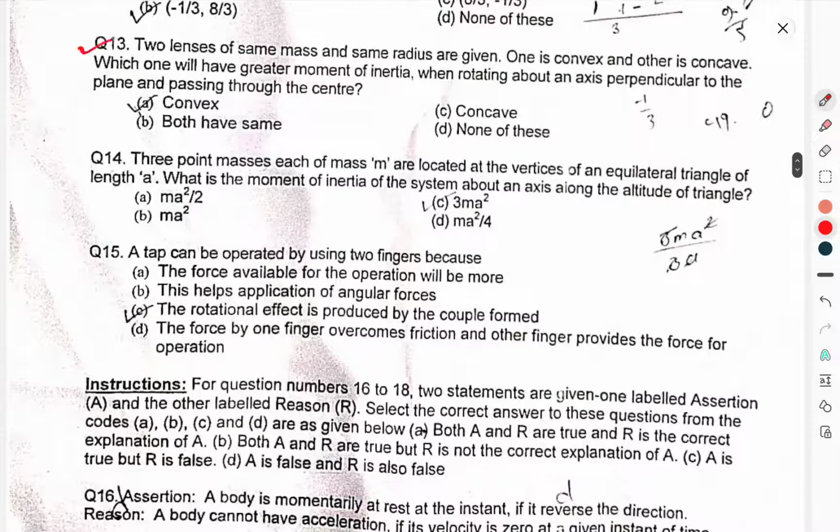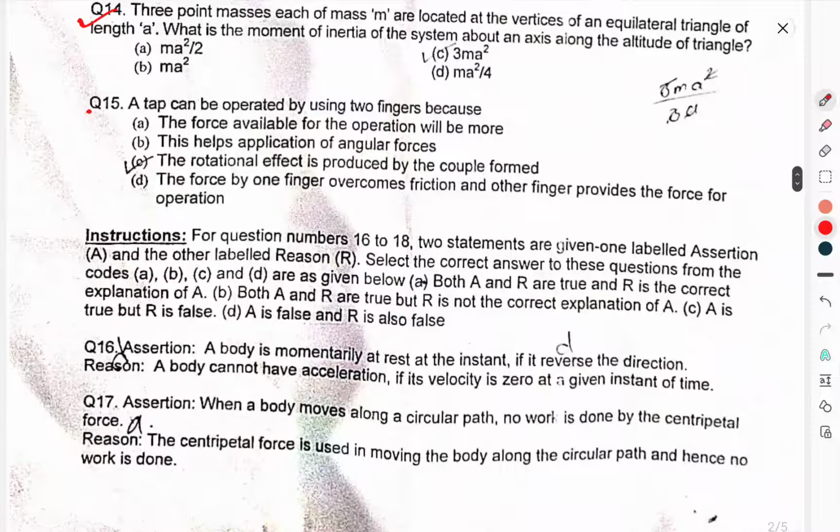Question number 13. Two lenses of the same mass and same radius are given. One is convex and another is concave. Which will have the greater moment of inertia when rotating about an axis perpendicular to the plane passing through the center? Question number 14th. 3 point masses M are located at the vertices of the equilateral triangle of length A. What is the moment of inertia of the system about an axis along the altitude of the triangle?